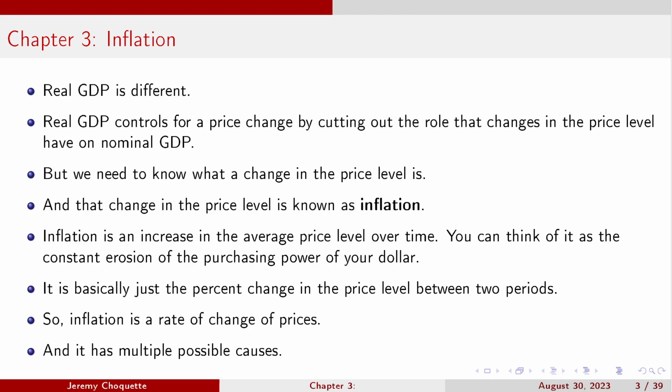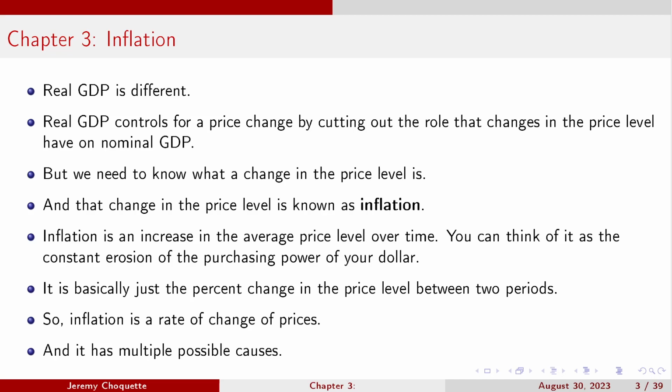But before we go any further with that, we need to know what a change in the price level is. That increase in the price level is what's known as inflation. Inflation is an increase in the average price level over time. You can think of it as the constant erosion of the purchasing power of your dollar, because your dollar last year could have bought more than your dollar can right now, because prices are always increasing. So you can think of it as the percent change in the price level between two periods.